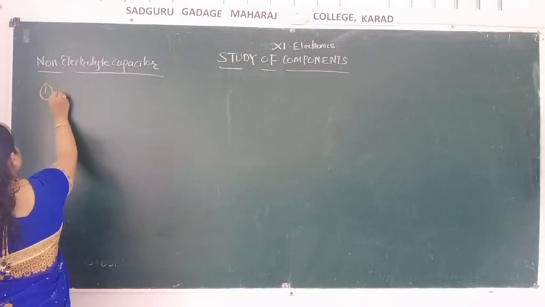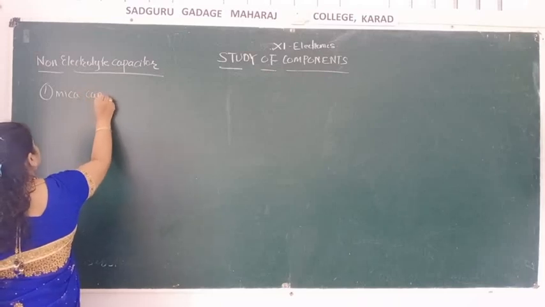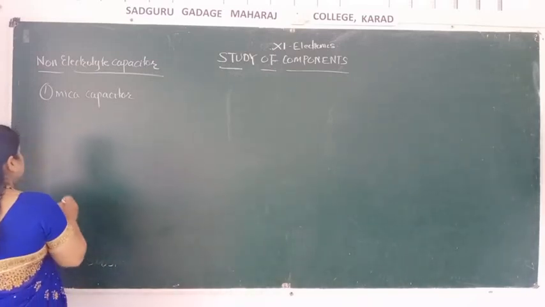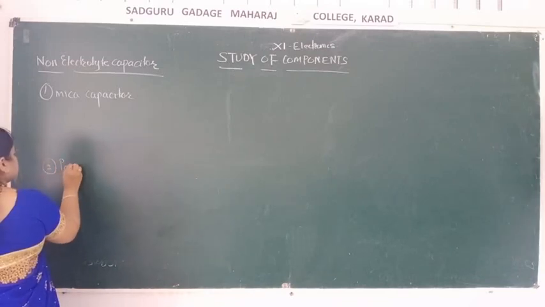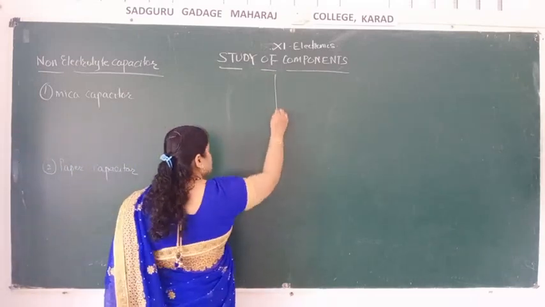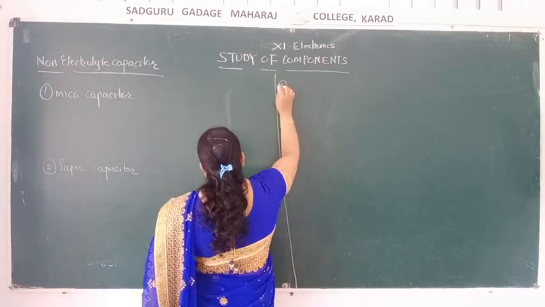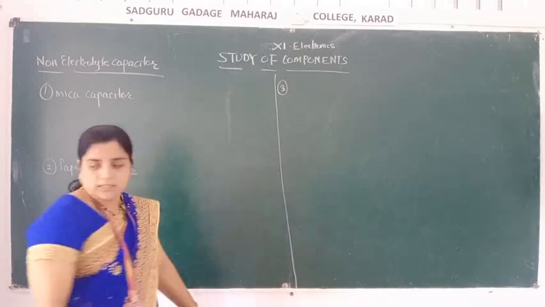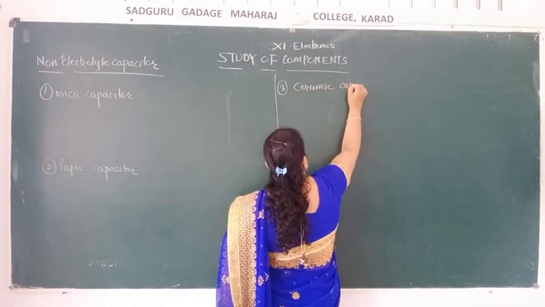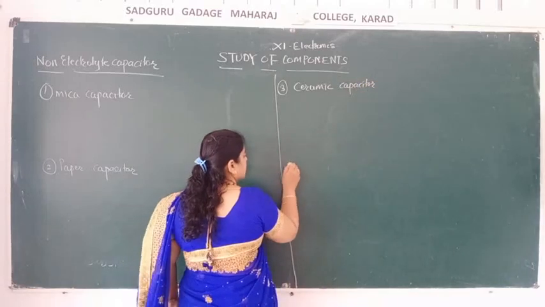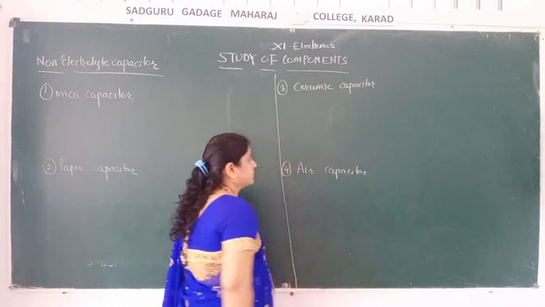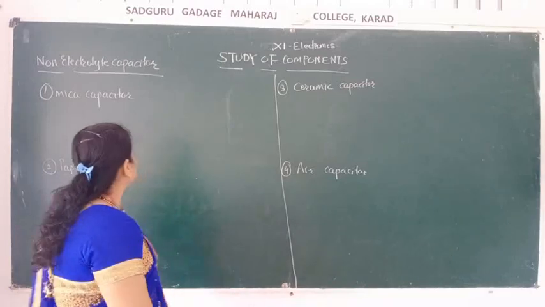The first capacitor is the mica capacitor, the second is the paper capacitor, the third type is the ceramic capacitor, and the last, fourth type of capacitor is called the air capacitor. Okay, so first is what?